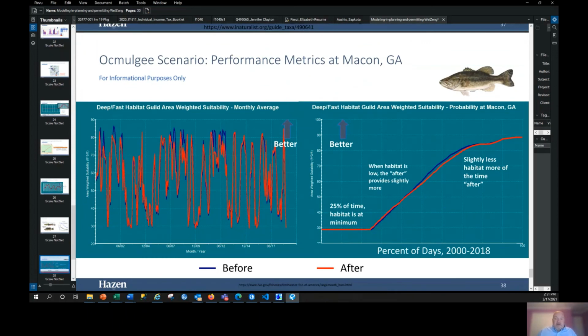How about bass, largemouth bass? Looking at the same types of plots, there again is a 25% of the time where there's no impact on habitat from the new demand because that habitat's at a minimum. But then at other times, the impact of the new demand is mixed. When the habitat is lowest, there is a slight improvement in habitat amount. But then when you get to intermediate levels, evidently due to the shape of that relationship curve, the new demand reduces habitat. And then when we get to the highest levels, there's again not much impact.